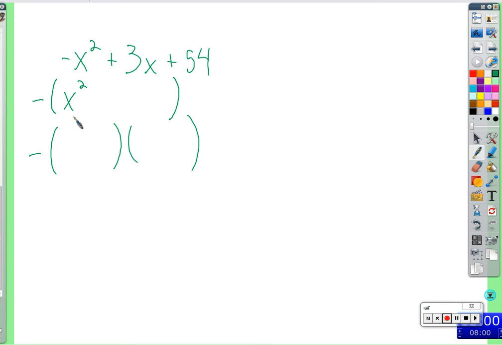So when I distribute the negative, I get negative 3x. And Bryce, last? It's the last guy, so we come out with negative 54. Okay. So next we have the negative outside there.